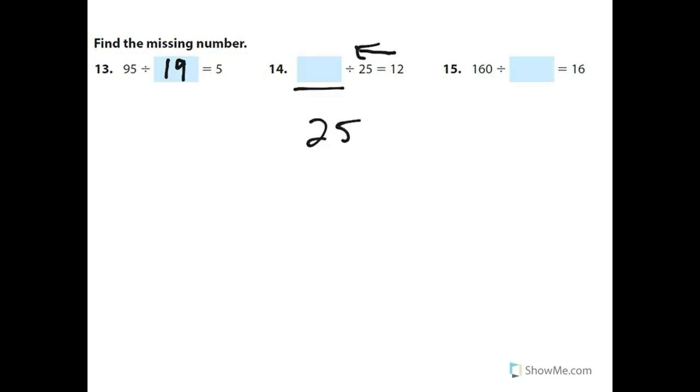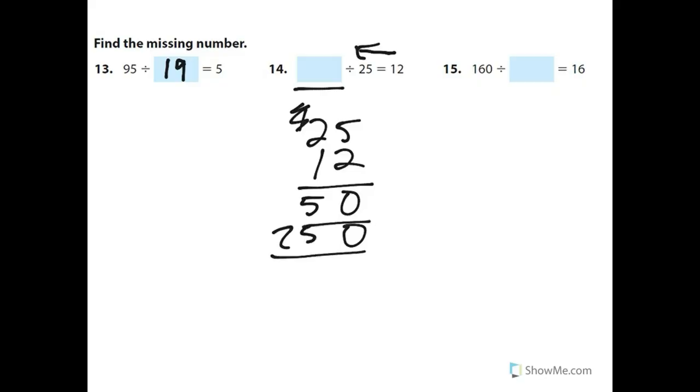So 25 times 12, we get 10, 5, drop my 0, 25, so it's going to be 0, 10, 300. 300. My goodness, my 5 there. What was I thinking?